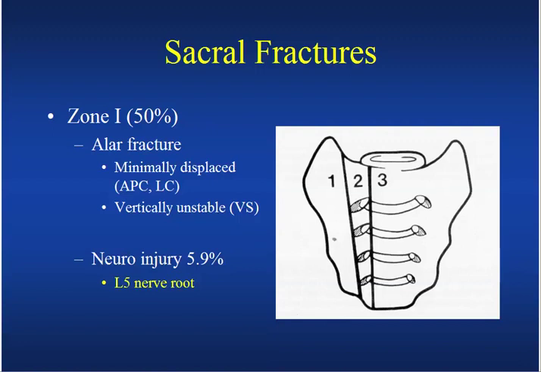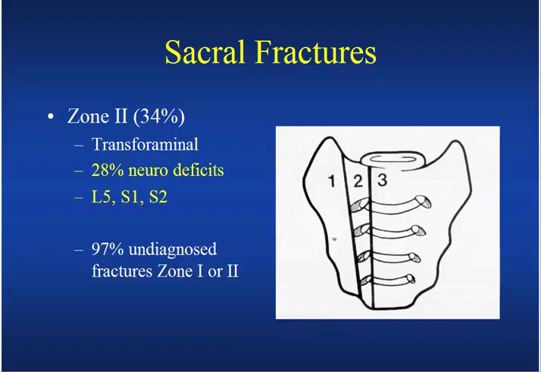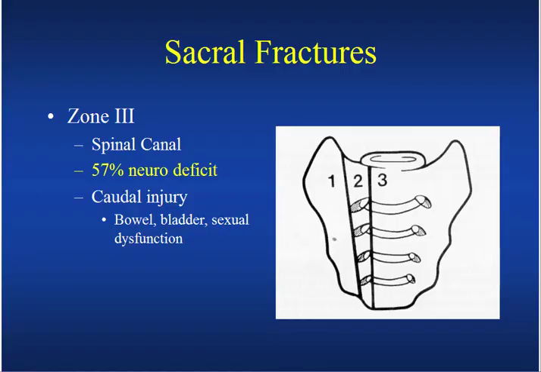Neurologic injury is relatively rare in these fractures and occurs in about 6%, and when it occurs, it's the L5 nerve root. The Zone 2 fractures are the transforaminal sacral fractures, and those are significant in that they have a significantly higher incidence of neurologic deficit, either to the L5 or the first 2 sacral nerve roots. 97% of those can be undiagnosed in zones 1 or 2. Then the Zone 3 injuries are essentially spinal canal problems. They're medial to the neural foramina. The majority of those will have neurologic deficit, and they can cause caudal injury with bowel, bladder, and sexual dysfunction.